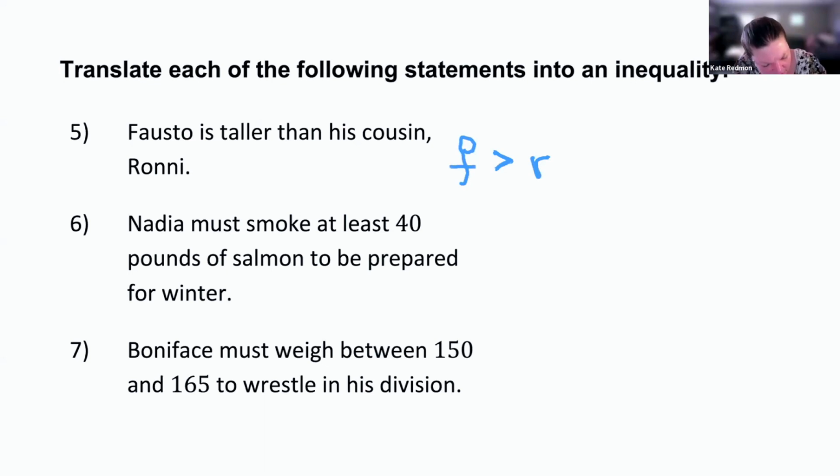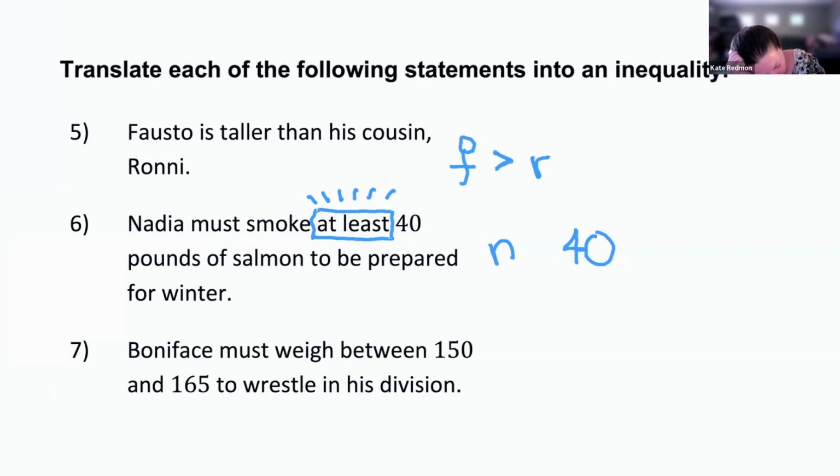Number 6, Nadia must smoke at least 40 pounds of salmon to be prepared for winter. Okay, underline this, highlight it, write it in your notes. This is the one that students struggle with. We'll call her Nadia. She's in relationship, well, it's her salmon that's in relationship to 40 pounds. Now, at least 40 pounds.